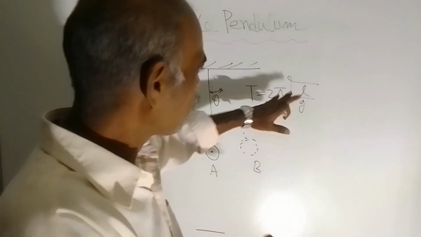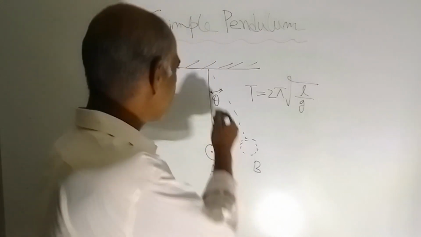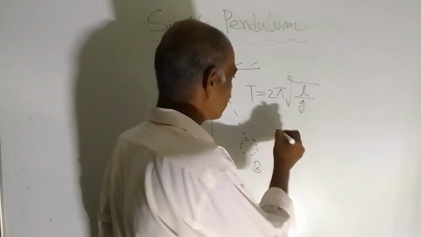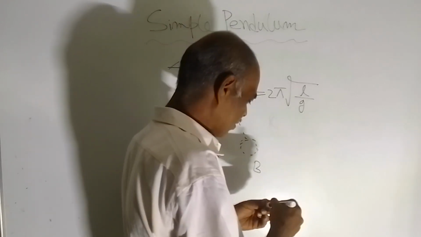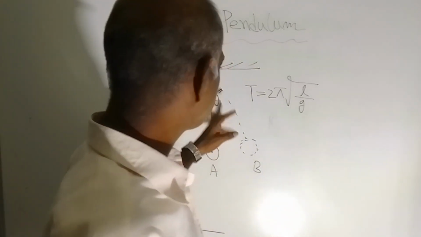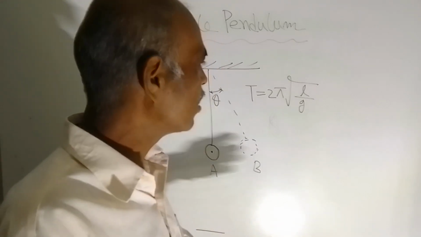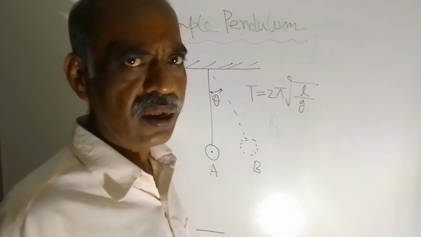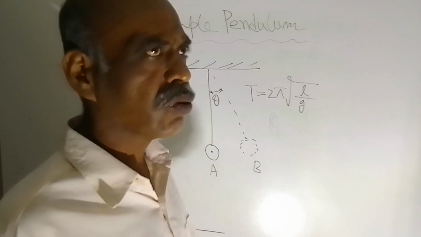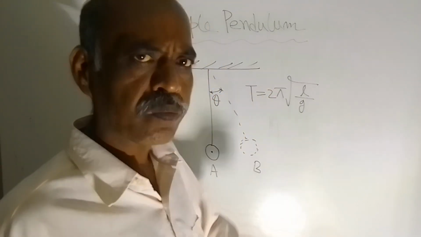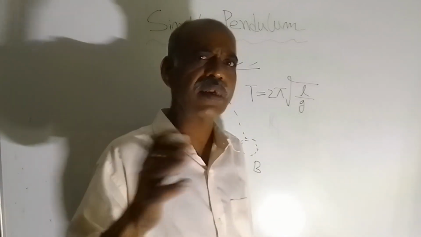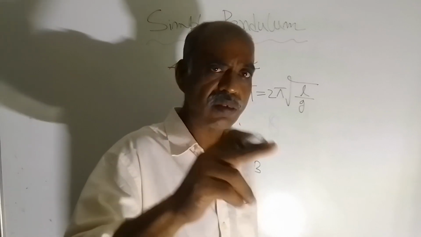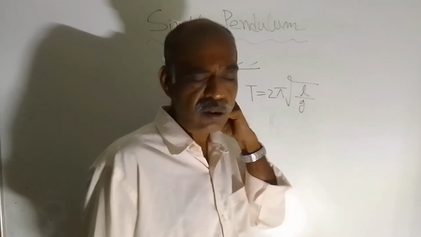Anyway, this formula has certain limitations, and you know that this angle theta, if it is less than or equal to 4 degrees, then only this formula can be applied. You just try to recall that sin theta was taken as theta. Sin theta is equal to theta. That was assumed for this derivation.